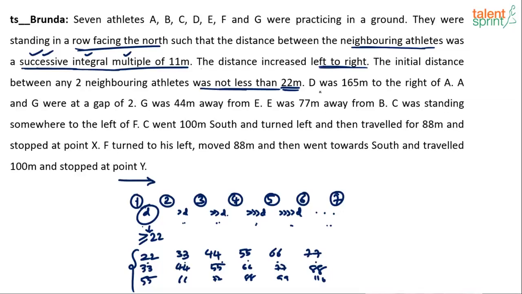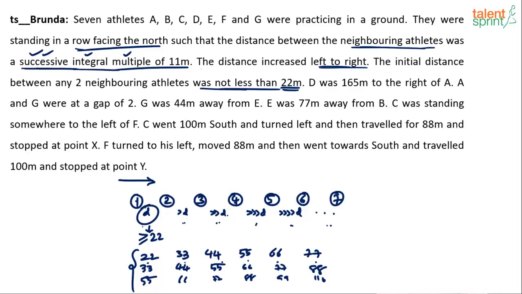Now, look at the clues. D was 165 meter to the right of A. A and G were at a gap of 2. G was 44 meter away from E.